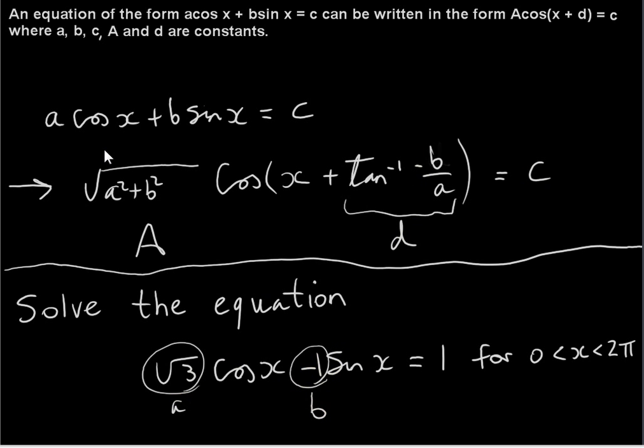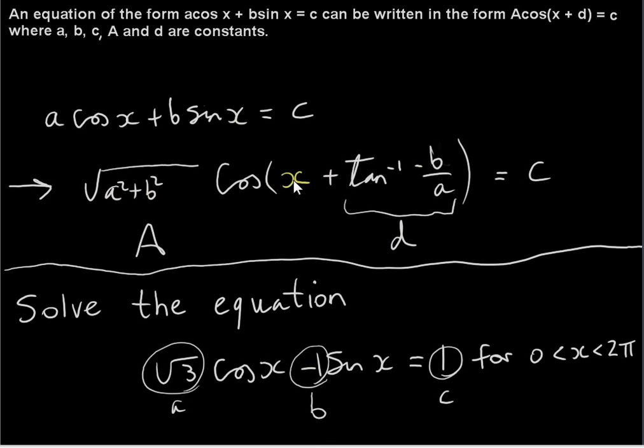Okay, if we compare this to a cos x plus b sine x, then we just plug in for a and b here, and we get this simple trigonometric equation. C is the number on the right hand side. C is 1 in this case, so we put a 1 here. And then it's quite straightforward to solve.